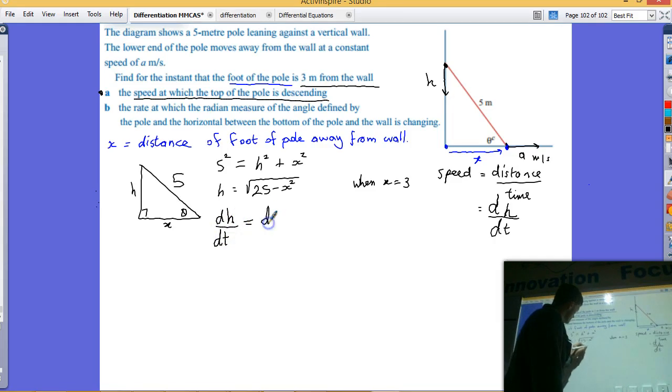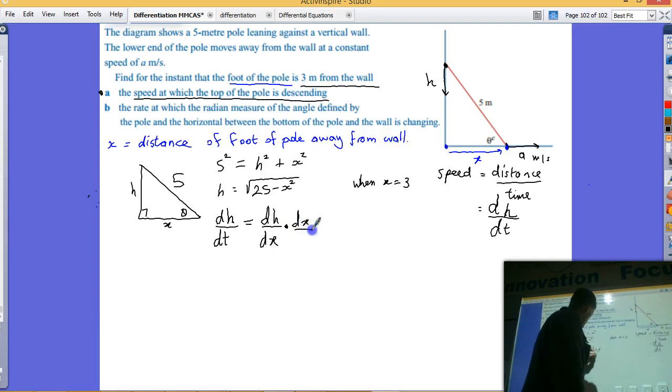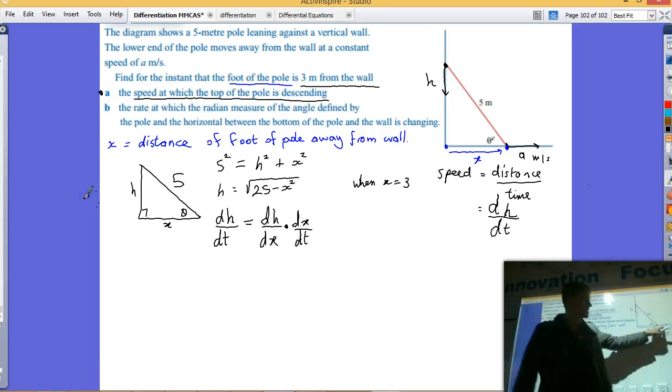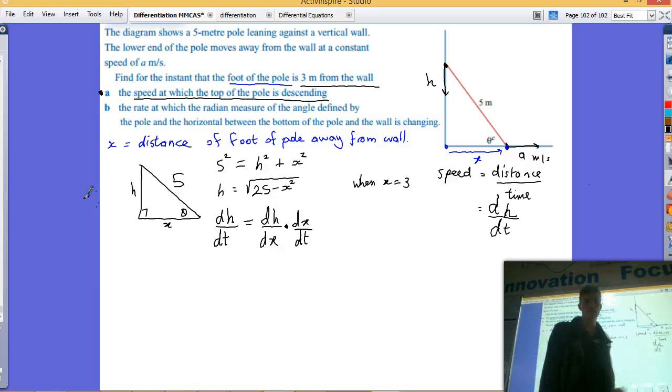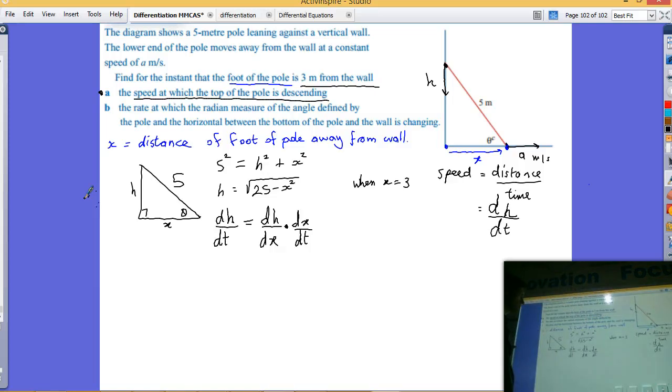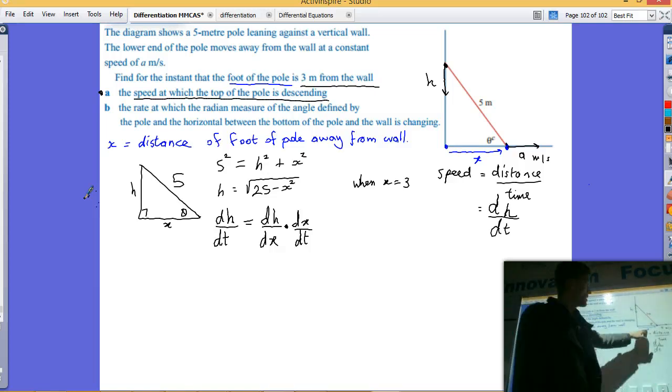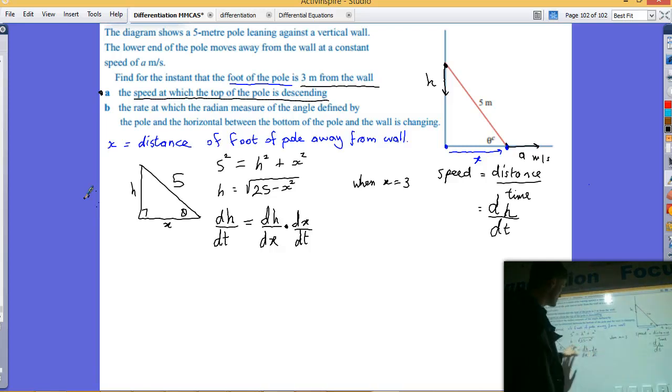Now, since I've got a function of h with respect to x, I need to know what is that rate of change. And then for that to be equivalent to dH dt, I must know my dx dt, the rate at which the foot of the pole is moving away from the wall. So if we know dx dt, then I can work out dH dt, that speed, that rate of change.